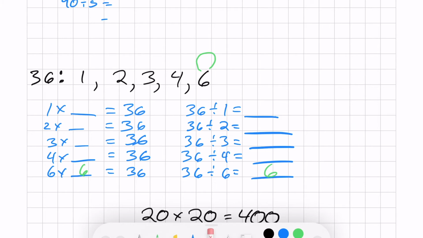Okay, so 36 divided by 4 is 9. 4 times 9 is 36, right? So there's our next little arc in our rainbow. 36 divided by 3 is 1 and 2, so that's 12.